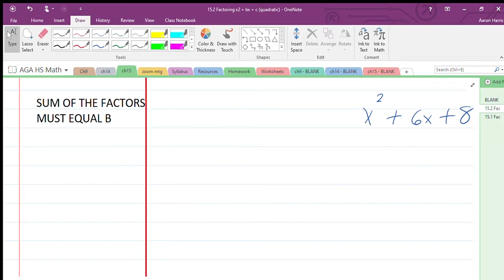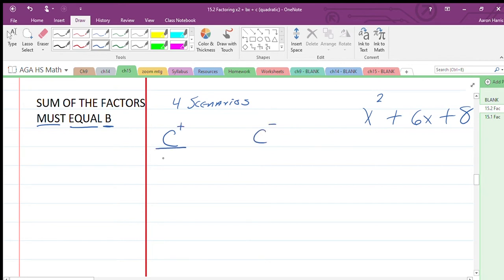So now we want to find the sum of the factors, and they must equal b. Okay? Now I told you there are 4 different scenarios that you can get, and we're going to deal with all 4 right now. But they all predicate off of C. If C is positive, if C is negative. If C is positive, that means that B could be positive and B could still be negative. If C is negative, B could still be positive and B could be negative.